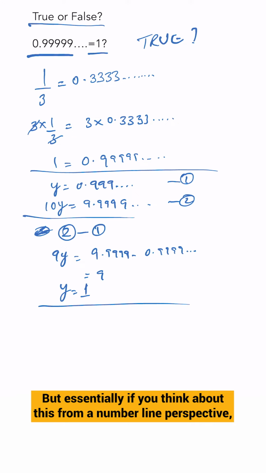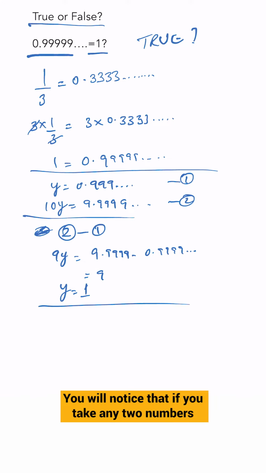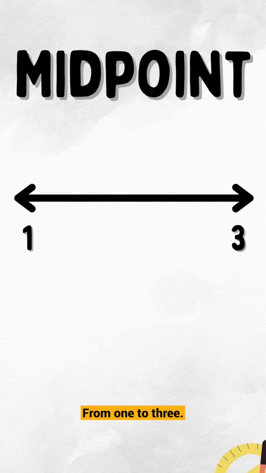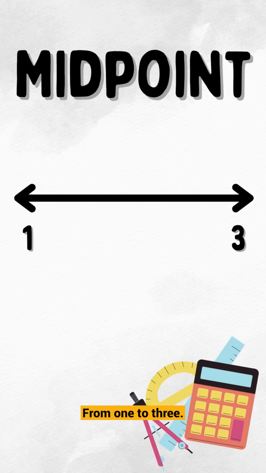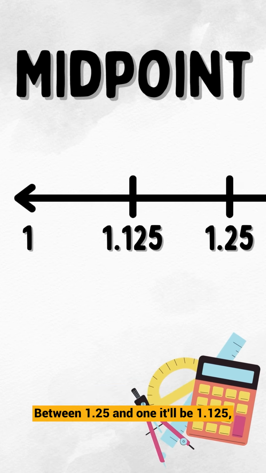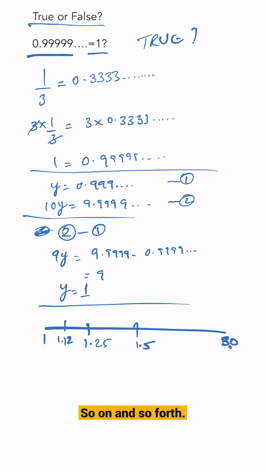You can think through this from an algebraic perspective as well. But essentially, if you think about this from a number line perspective, you will notice that if you take any two numbers, you can find a midpoint. So let's say I take a midpoint from 1 to 3. So this would be 1.5. Between 1 and 1.5, we can say it's 1.25. Between 1.25 and 1, it'll be 1.125, so on and so forth.